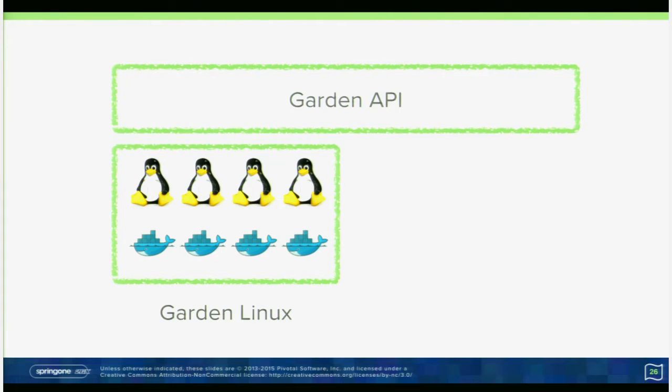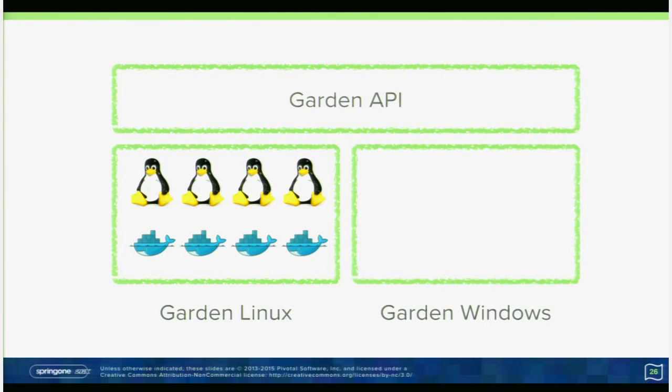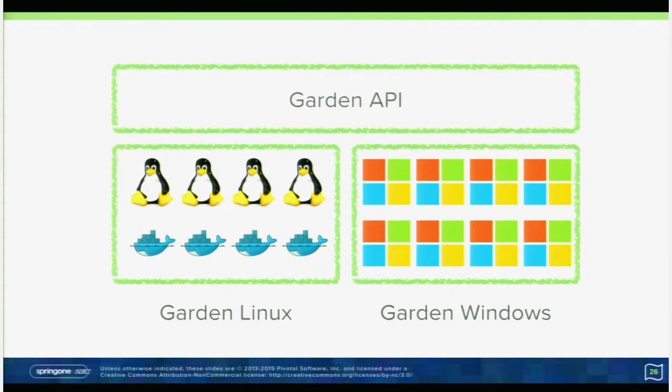Now, there's this big open area over here because there's this big gaping hole in that, well, we're only able to do this with Linux. Well, as it turns out, we can also do this with Windows. So there's also a backend for Garden called Garden Windows that allows us to do, today, a reasonable level of orchestration of Windows processes inside of containers.